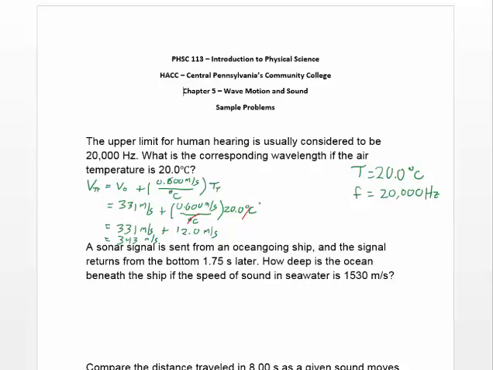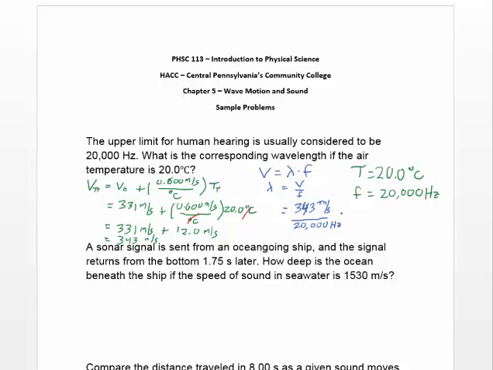Once we know the velocity, we know that velocity is equal to wavelength times frequency. And since we're looking for the wavelength, let's solve this for wavelength. Wavelength equals the velocity divided by the frequency. So now we know both of these numbers. The velocity is 343 meters per second, and we divide that by 20,000 hertz.